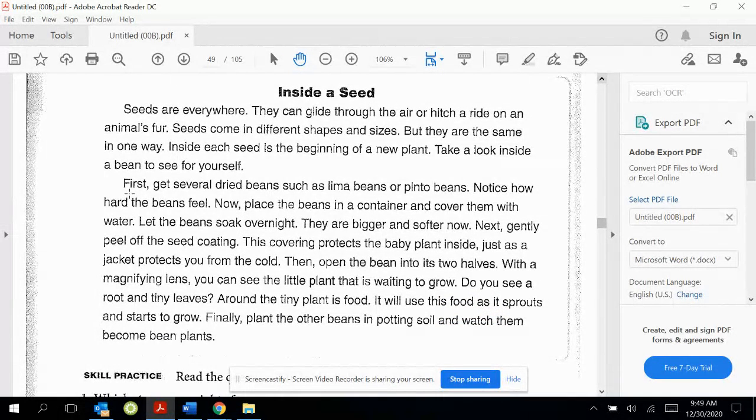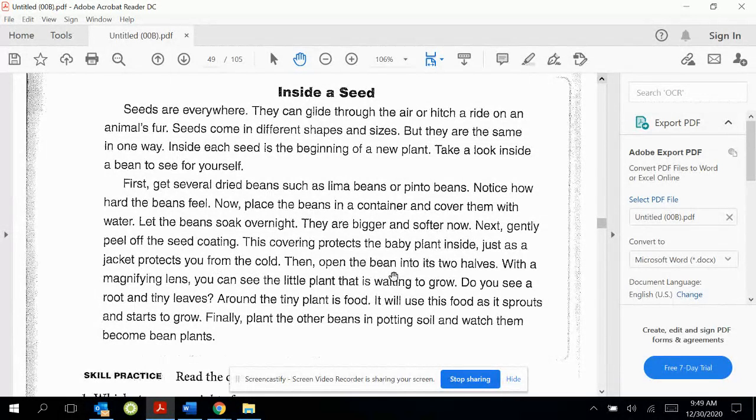First, pay special attention. Get several dried beans, such as lima beans or pinto beans. Notice how hard the beans feel. Now, place the beans in a container and cover them with water. Let the beans soak overnight. They are bigger and softer now. Next, gently peel off the seed coating. This covering protects the baby plant inside, just as a jacket protects you from the cold.